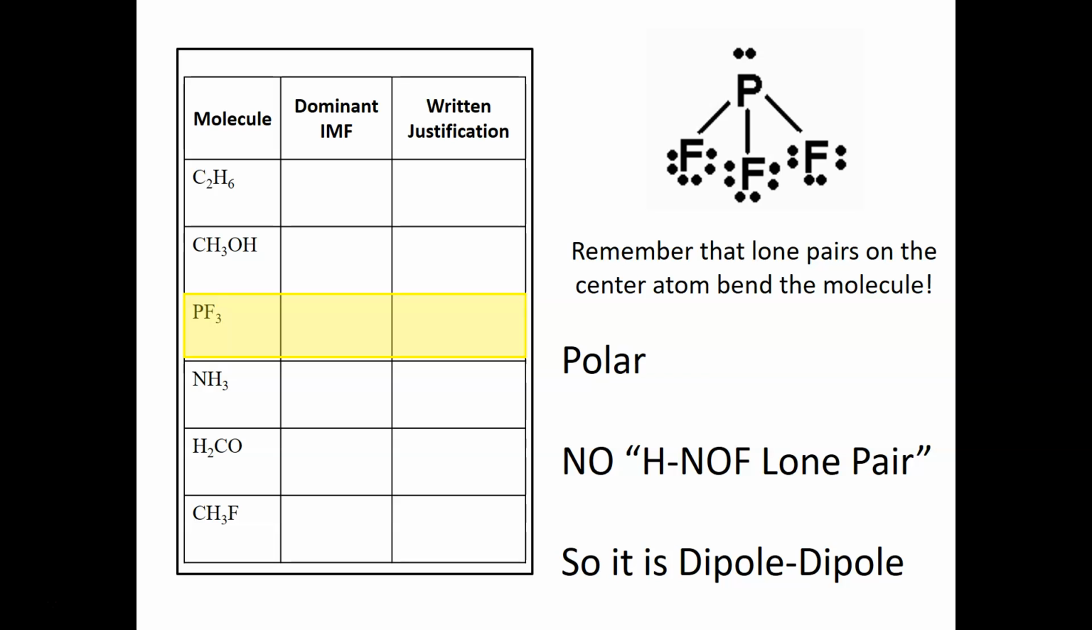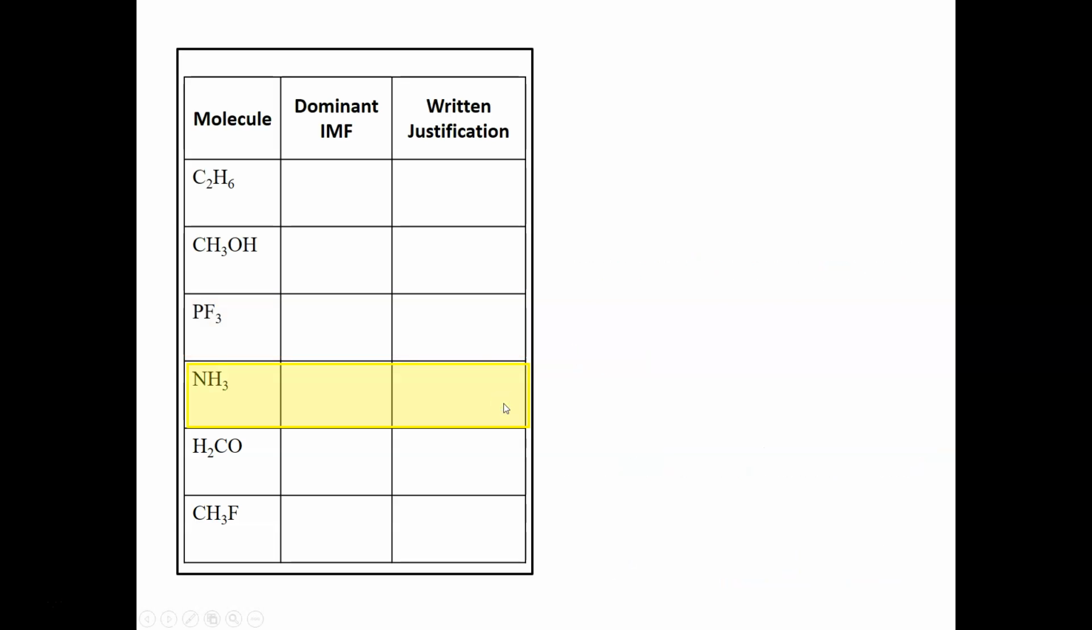Let's try the next one. This time, pause the video and you try to draw your Lewis structure for NH3. All right, this should be very similar to the last one. We have a lone pair bending it down.